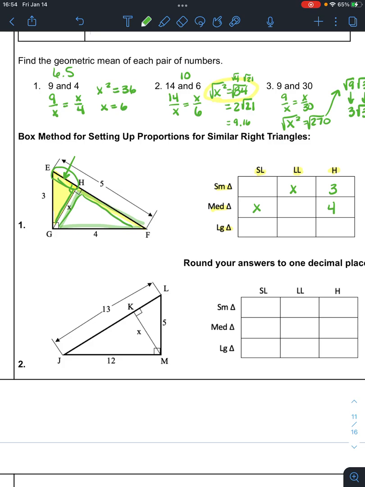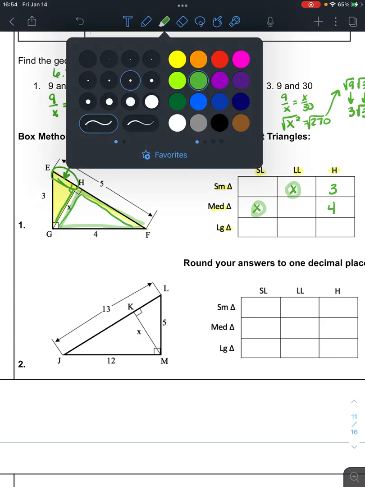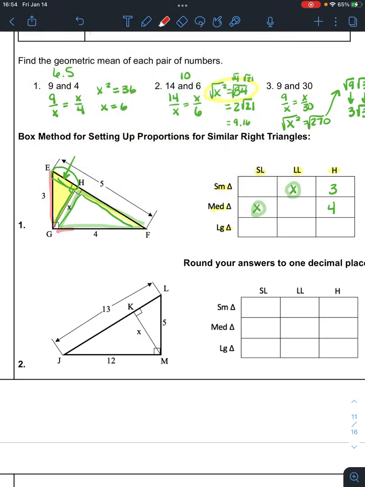Okay, so notice that the long leg of the small triangle is the short leg of the medium-sized triangle. You can see that also right here. Okay, then we need our large triangle. So we have our large triangle right here. So the short leg of our large triangle is 3, the long leg is 4, and the hypotenuse is 5.